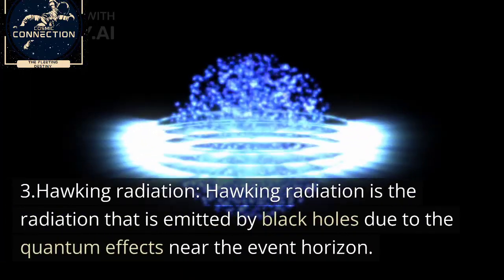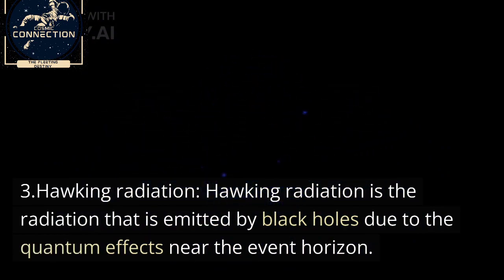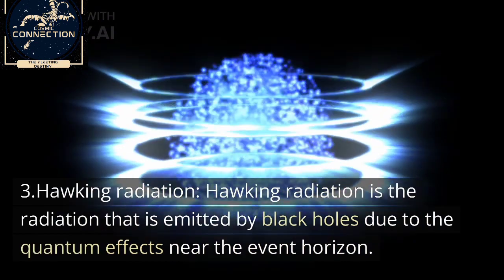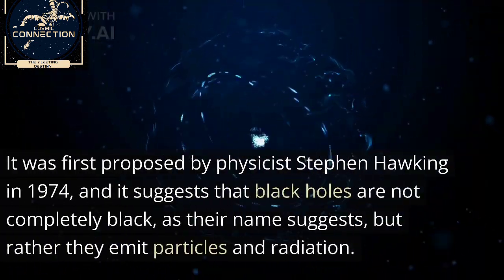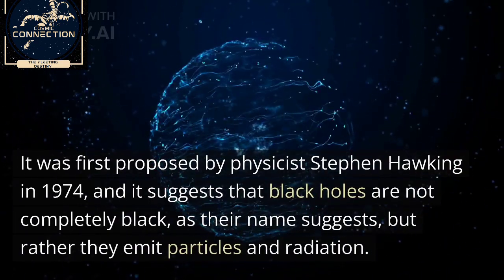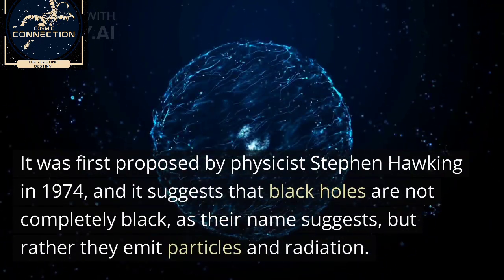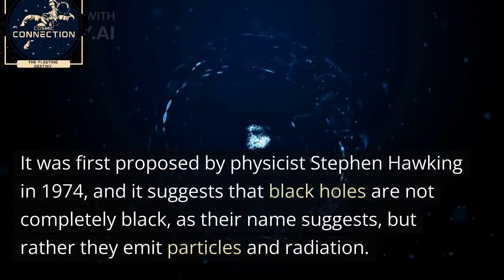3. Hawking radiation. Hawking radiation is the radiation that is emitted by black holes due to the quantum effects near the event horizon. It was first proposed by physicist Stephen Hawking in 1974, and it suggests that black holes are not completely black, as their name suggests, but rather they emit particles and radiation.